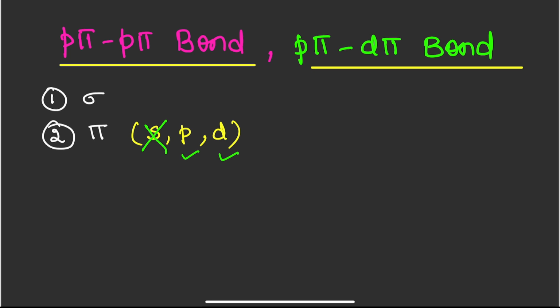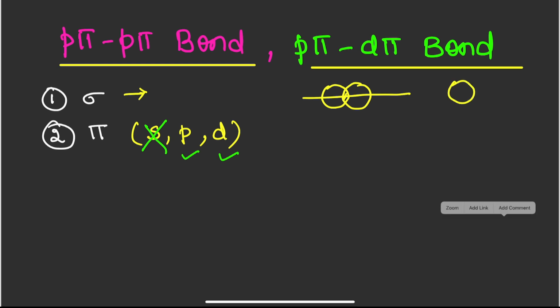So sigma bond is nothing but overlapping of the orbitals along the axis. So s orbital and s orbital will overlap along the axis. This will result in the formation of a sigma bond, or s orbital and p orbital will overlap along the axis like this. So now this will result in the formation of a sigma bond.